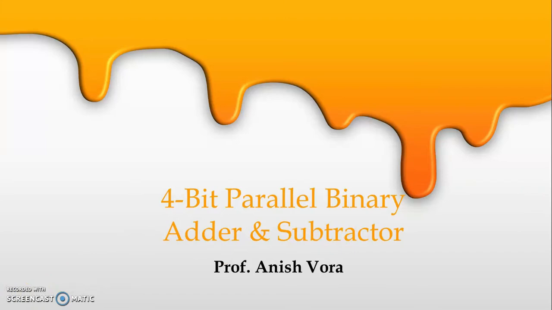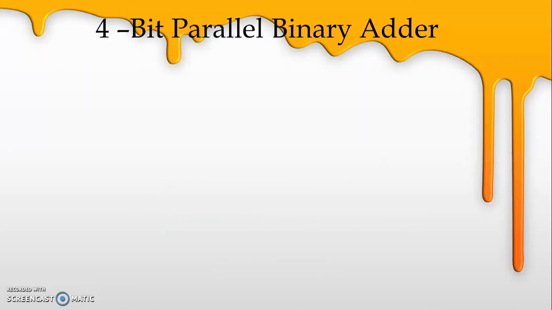In this video lecture, we'll study the 4-bit parallel binary adder as well as the 4-bit parallel binary subtractor. First, let us start with the 4-bit parallel binary adder. In case of a half adder, we know that we can add 2 binary bits at a time. In case of a full adder, we know that we can add 3 binary bits at a time simultaneously.